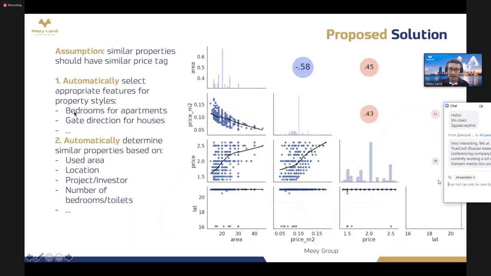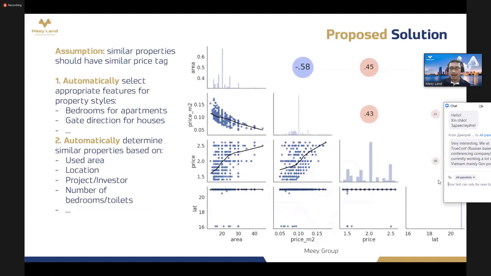For example, when we analyze the data, we see that the number of bedrooms is an important factor for determining the price of an apartment, but it has very small effect on the pricing of a house. So if we want to evaluate the price of a house, then the number of bedrooms is not an important factor. And vice versa, with the house, the gate direction, whether the gate is facing north or south, will have a really strong impact on the price of the house.